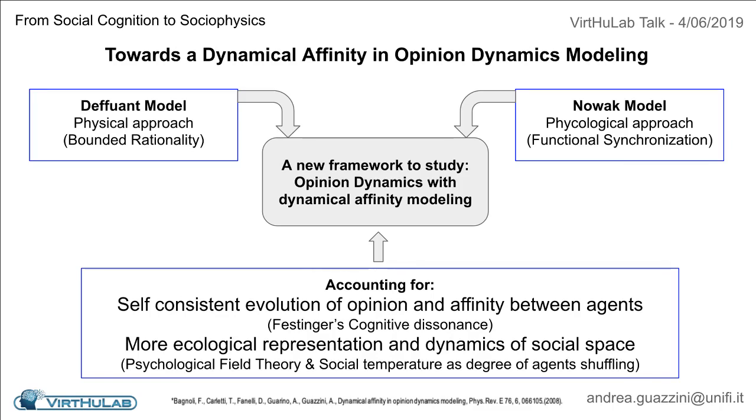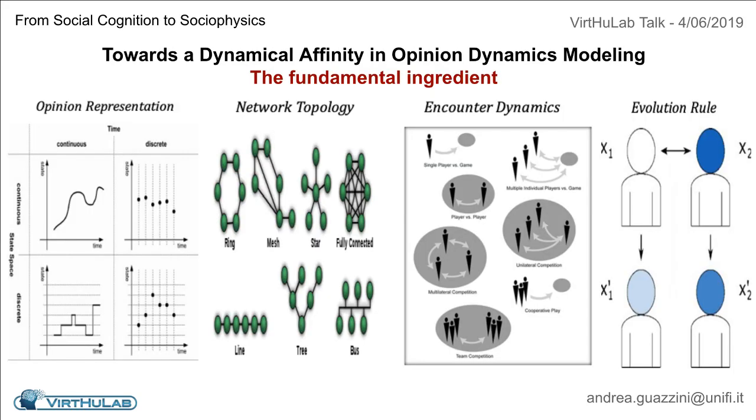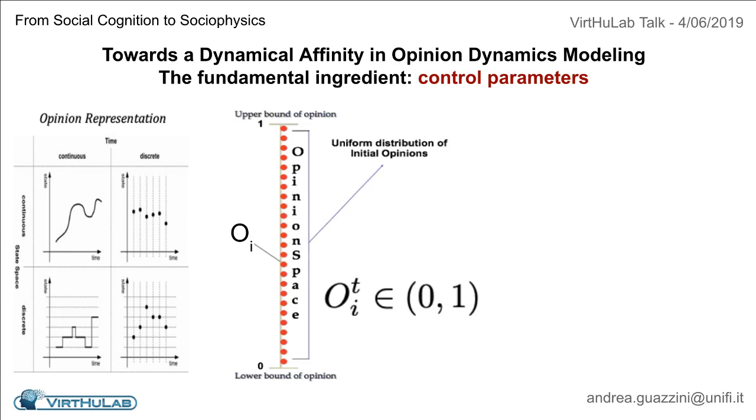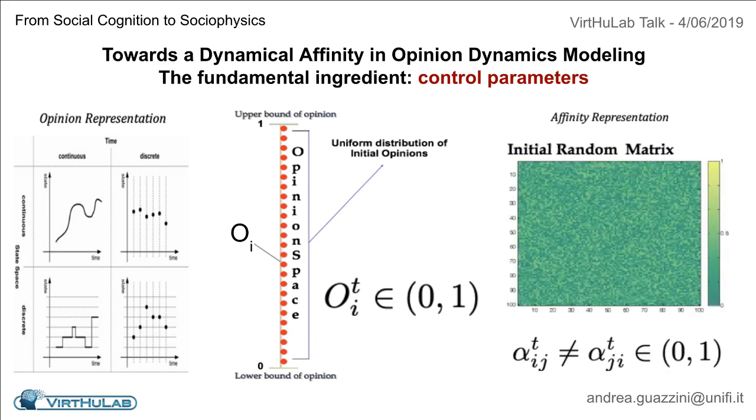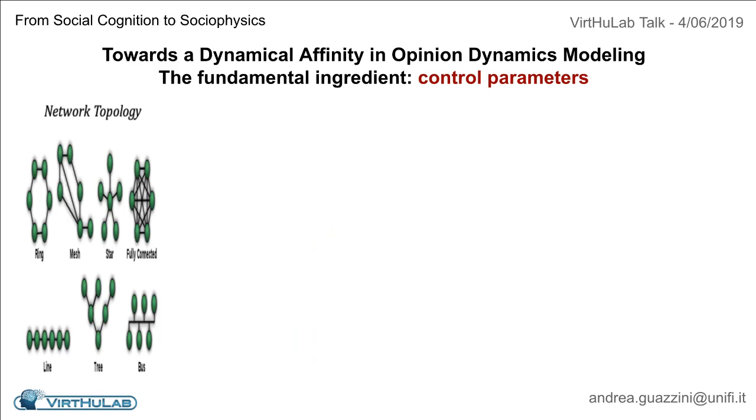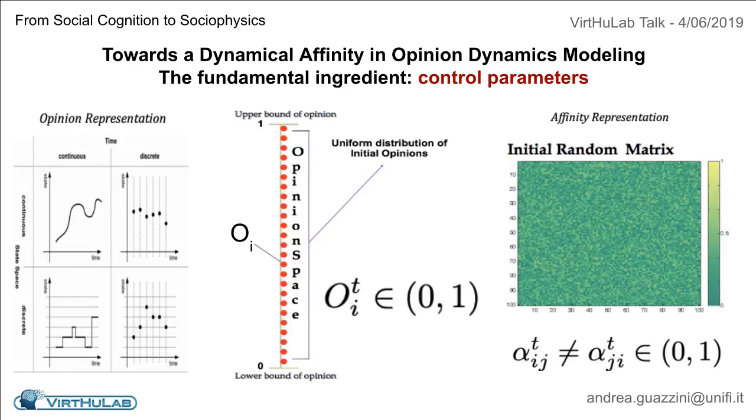In particular, the new framework's updating will make it consistent with the Festinger cognitive dissonance theory, and with the Lewin psychological field theory. First of all, a brief reminder of the fundamental ingredients. In our framework, as in the Deffuant model, each agent i is characterized by a randomly extracted opinion within the interval 0, 1. A special ingredient of our model is represented by the affinity matrix, which reports the degree of affinity between each couple of agents. In our numerical approximation, the affinity parameter ranges between 0 and 1, and in the initial random affinity matrix, the element alpha ij at time t is not equal to the element alpha ji.